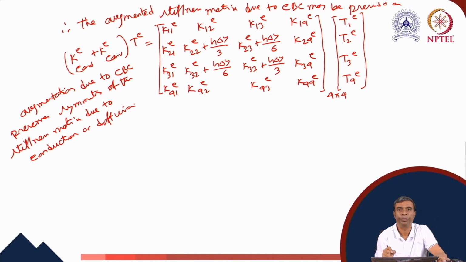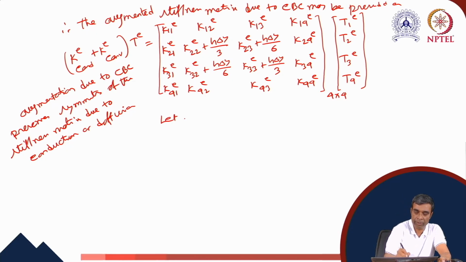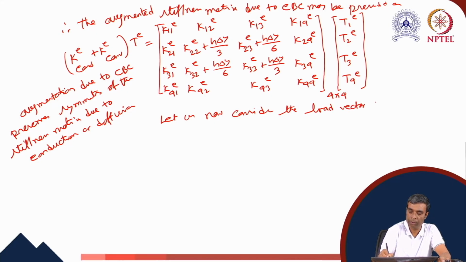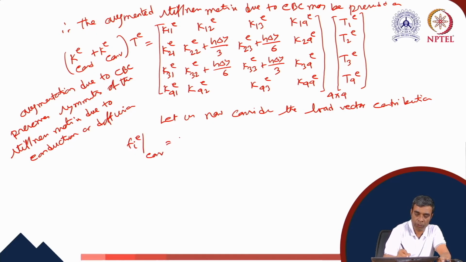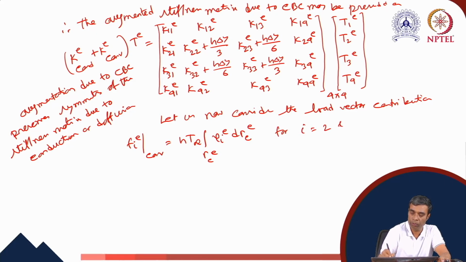Now we have the remaining load vector term. Let us now consider the load vector contribution FIE convection equals H T infinity integration over gamma CE psi IE d gamma CE for I equals 2 and 3.